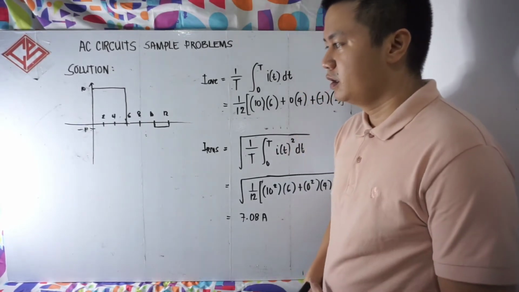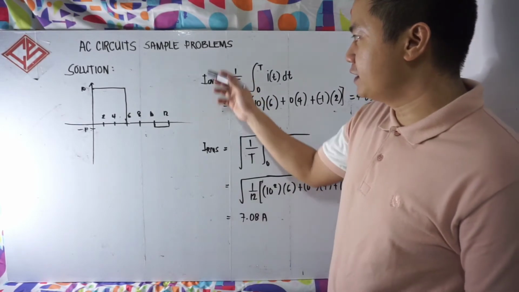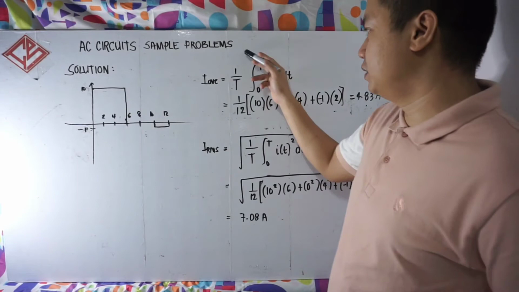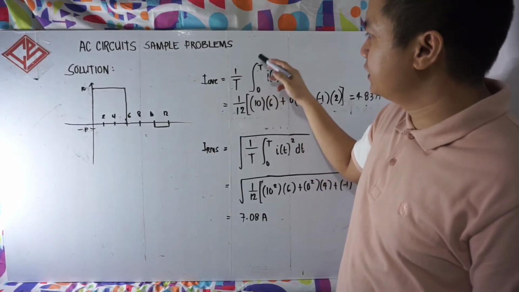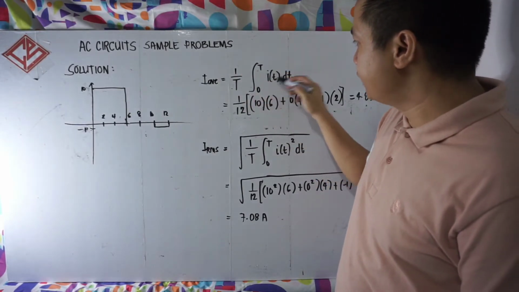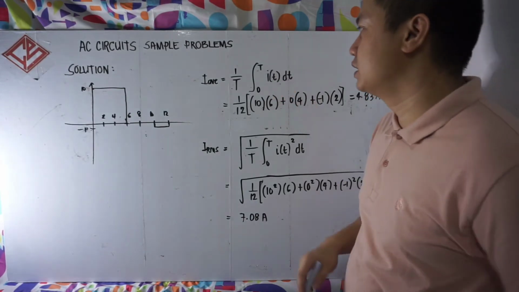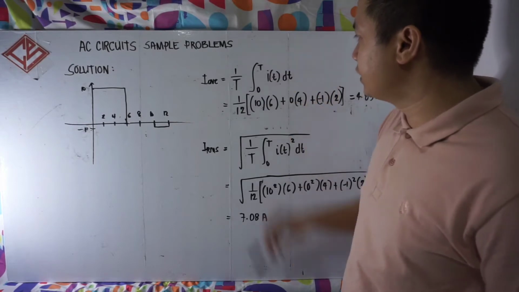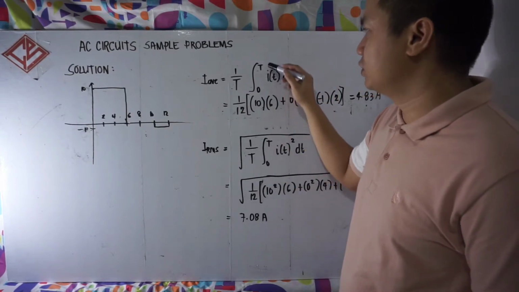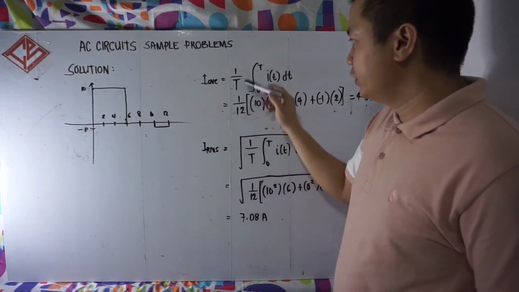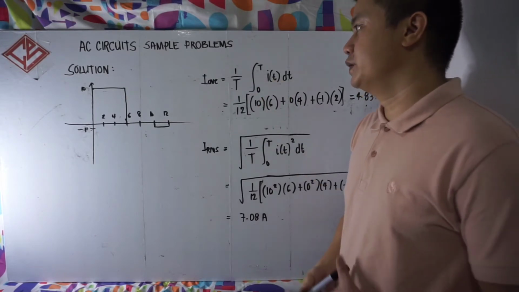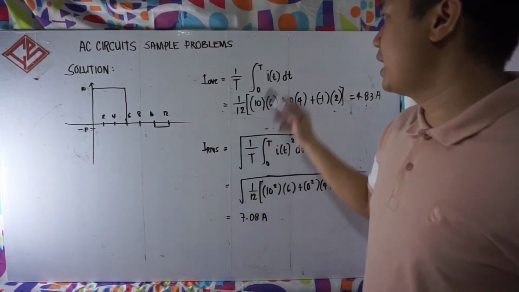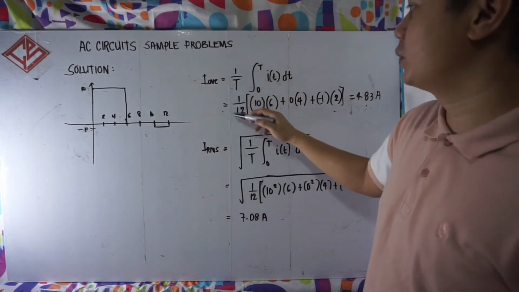In order to find the average value, the average value of the current is equal to 1 over the period times the integral of i(t) dt from 0 to T. What does this integral mean? This is the area under the curve from 0 to T, where T is your period, so this is one cycle, 12 seconds.